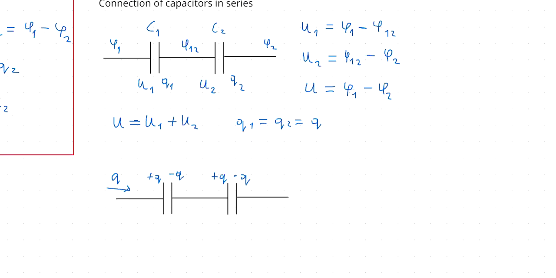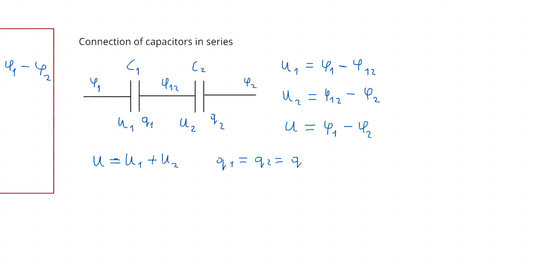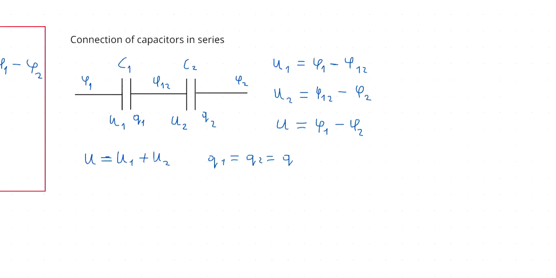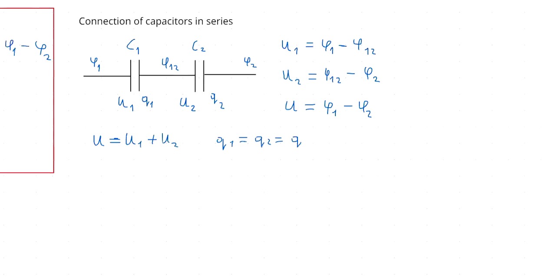let's calculate the capacitance of this connection. Let's calculate the capacitance from this formula. As you can remember from electrostatics, from one of our previous lectures, the charge Q of a capacitor is equal to its capacitance multiplied by its potential difference.